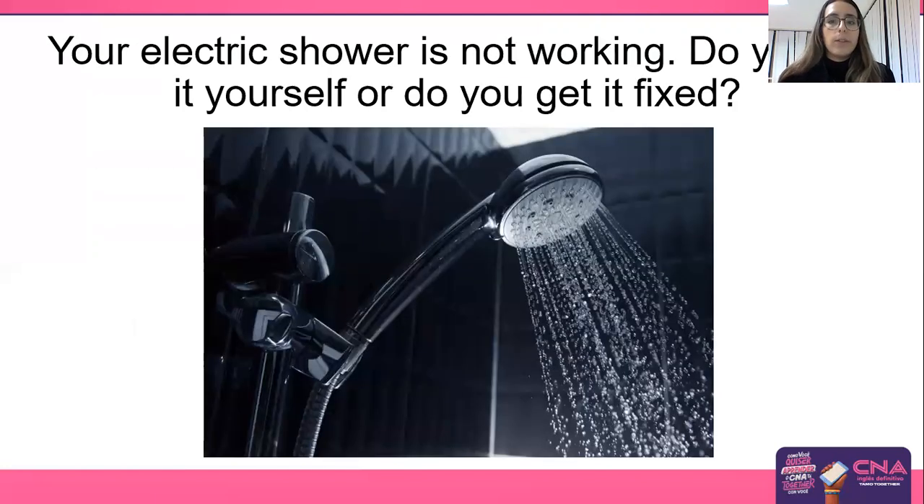Guys, so now take a look. When your electric shower is not working in your house, do you fix it yourself or do you get it fixed? Okay, yes, guys, I also get it fixed. Yes, I cannot do this by myself. I have to ask someone to do this.